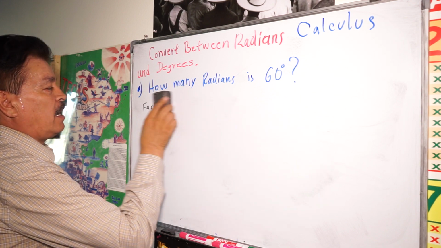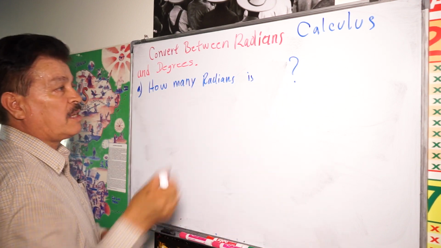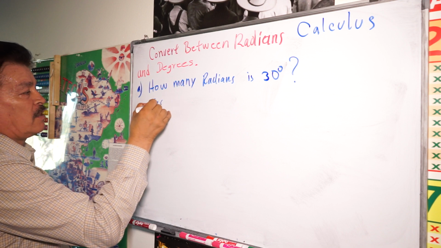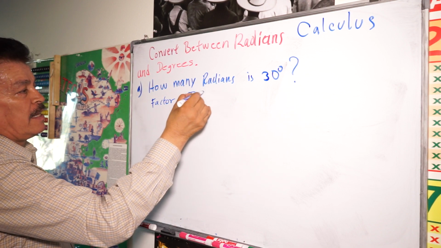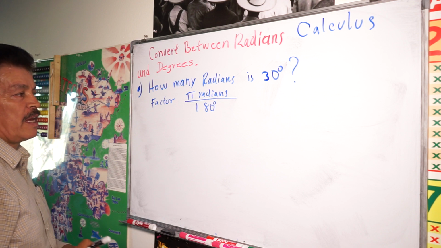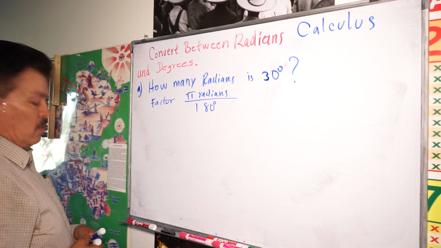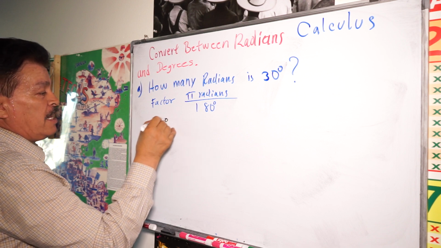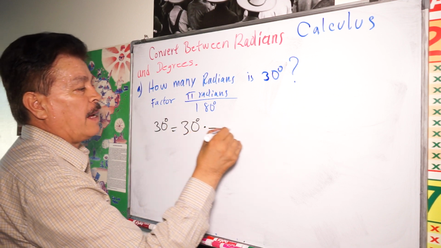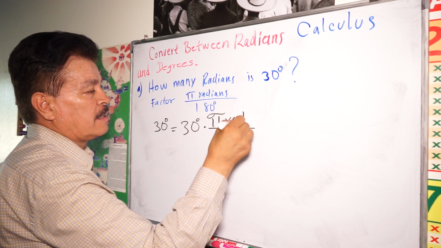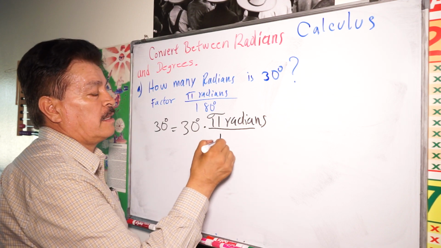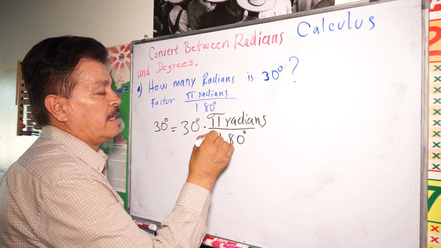Let's go and find another problem. Let me write a simple problem: 30 degrees. Remember our factor. Our factor is pi radians divided by 180 degrees. So let's do step one. We have 30 degrees multiplied by the factor, pi radians divided by 180 degrees.